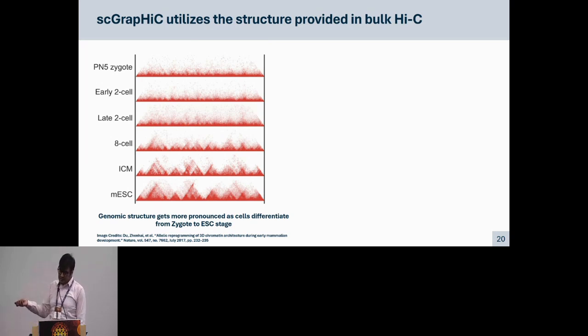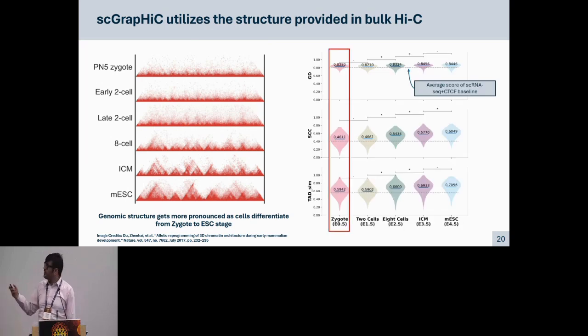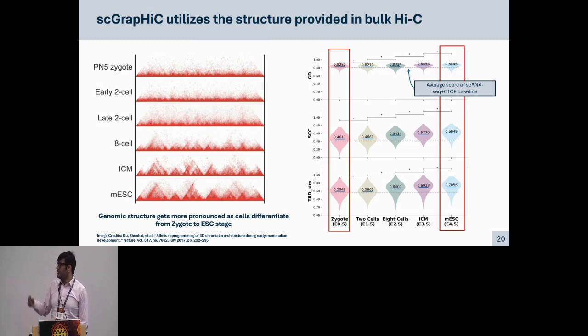We tested single-cell GrapHiC with these bulk inputs, and we found that even when we provided a Hi-C with the least amount of structure, we were still performing better than the single-cell RNA-seq plus CTCF baseline, essentially showing that even when we have very little structure available in our input, we are able to capitalize on that. And lastly, just to highlight, all of the results that we've previously shown were on the mouse embryonic stem cells, where we found the best results.